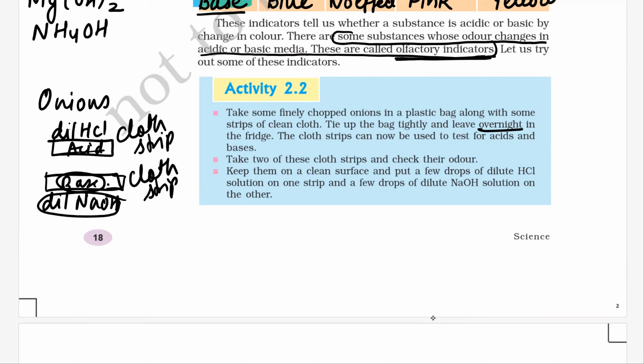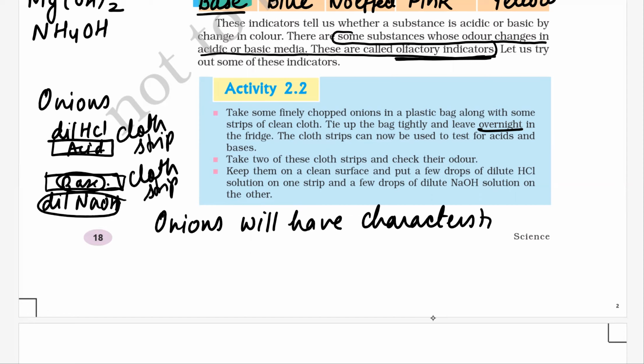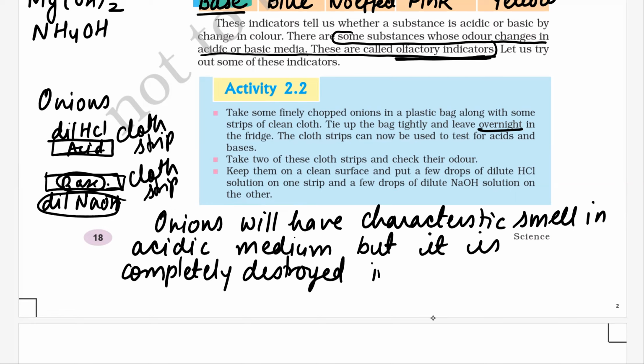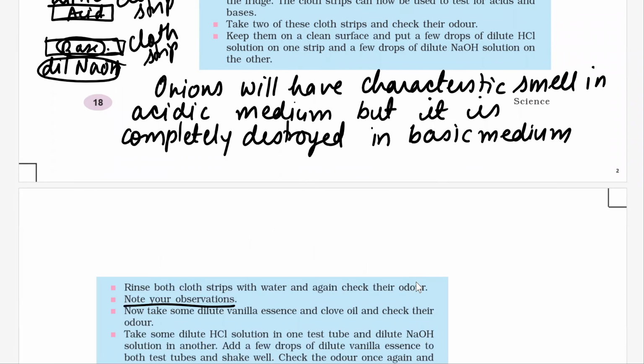So the observation is onions will have a characteristic smell in acidic medium, but it is completely destroyed in basic medium. Now this is the observation which we have written.